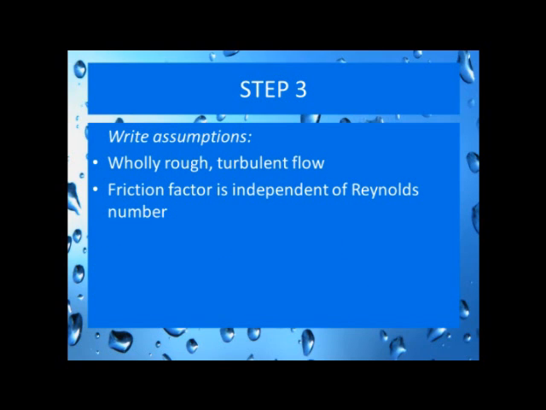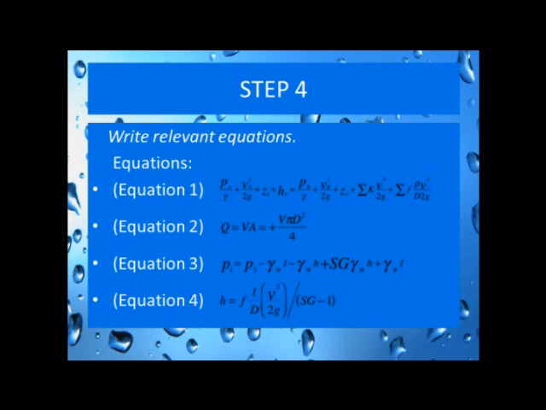In step 3, we will write the assumptions that were necessary for calculating the problem. The first assumption is that the flow is wholly rough and turbulent. Also, the friction factor is independent of Reynolds number. In step 4, we are writing the relevant equations. Equation 1 through 4 are necessary for solving the problem.